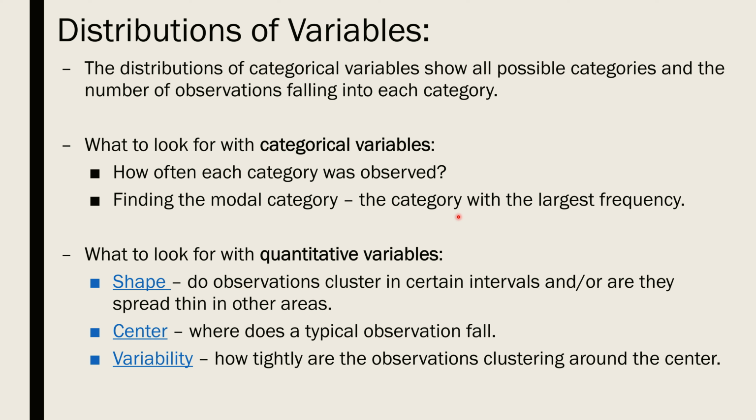And what should we look for with quantitative variables? First, shape. Do observations cluster in certain intervals, or are they spread thin in other areas? Second, center. Where does a typical observation fall? Last, variability. How tightly are the observations clustering around the center?